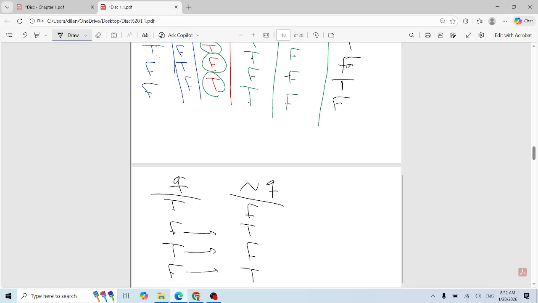Just negation. You say I pass, I say you didn't pass. You say I go, I say don't go. You say I understand, I say you don't understand. So whatever you say, your negation is not. Okay? Who else?